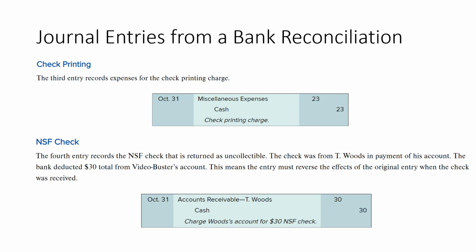Non-sufficient funds check. Remember on the books, you have already recorded this as an increase in cash. Well, now you find out it's a bad check, so you've got to subtract that back out of your cash balance on the books. So that's a credit to cash to decrease that amount. And you debit accounts receivable because now that person, T. Woods, in this example, T. Woods still owes you more money. So you have to increase the amount in their accounts receivable, and to do that, you debit accounts receivable.